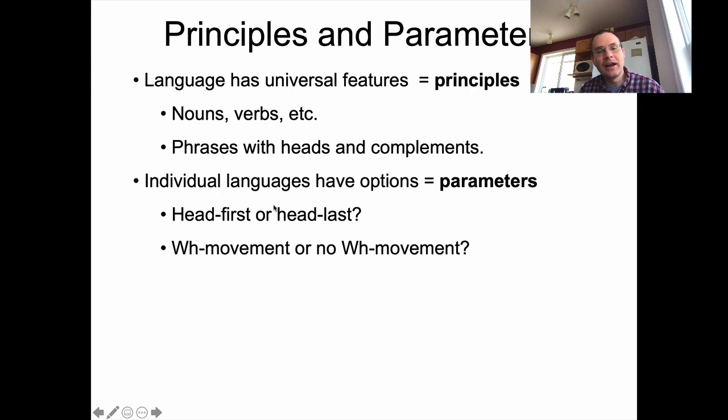But then in addition to that, individual languages can have options which are called parameters. So is it a head first language like English, or is it a head last language like Japanese? Does it have WH movement like English or no WH movement like Swahili? These are options which languages can or cannot use if they want to. And when a kid learns a language, that kid has to figure out what these parameters are. The kid gets this stuff for free and then flips switches to match up with what the language around them is doing when they grow up.